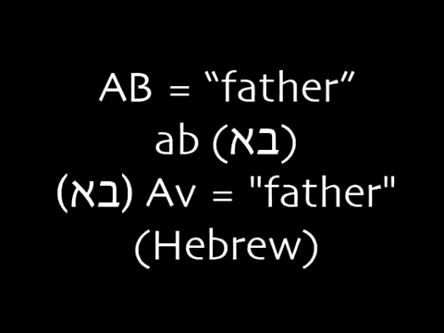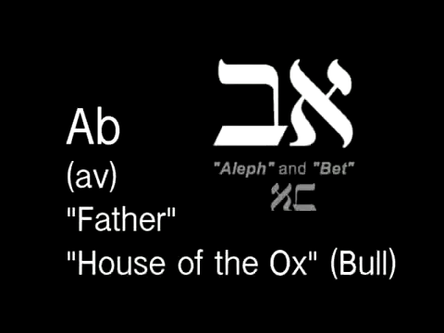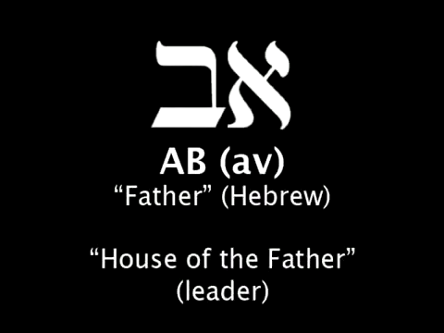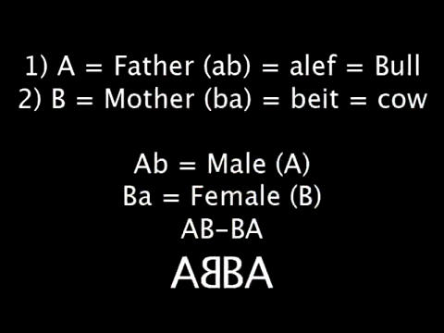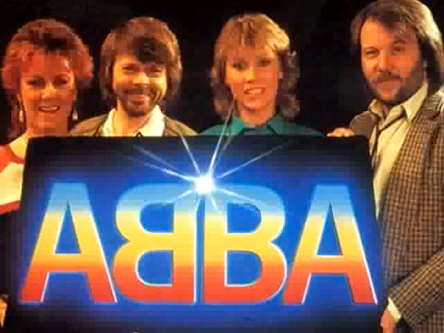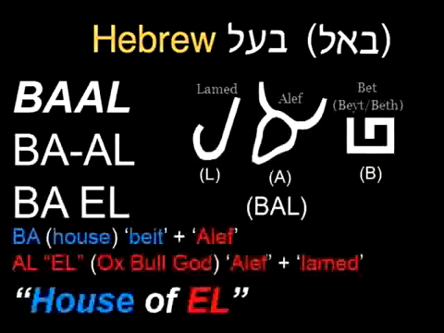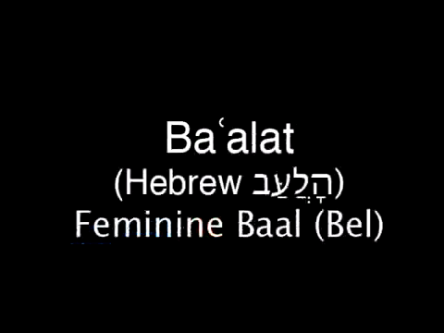So in my past videos, I explained that the Ab, the A and the B, means the house of the father, or the house of God, the house of El, the bull god, where I explained about the Ab and the Ba, the male and the female, or the father and the mother. In fact, the feminine form of Baal is Baalat.